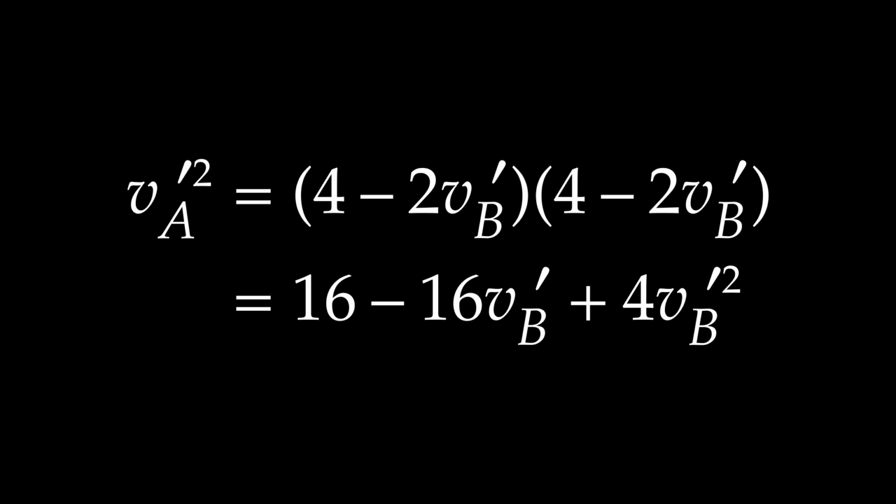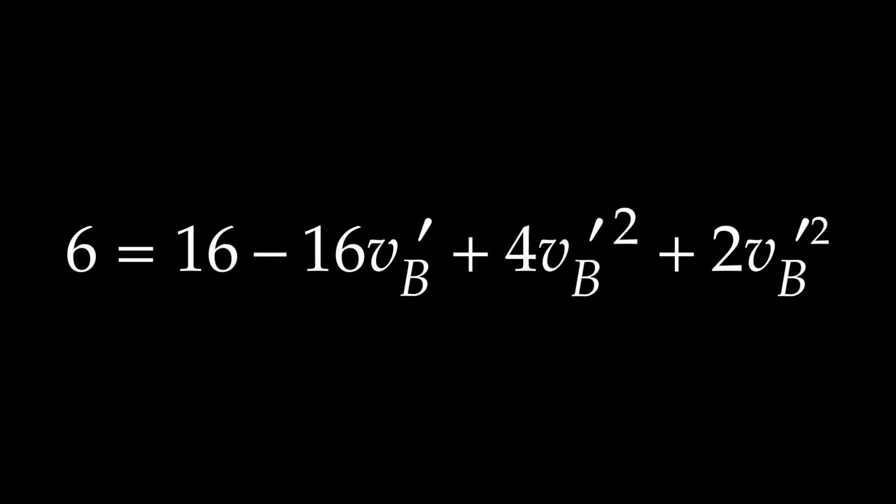And now I'm going to take that, which I know is equal to VA prime squared, and substitute it into my energy equation here. So here comes the energy equation. And what I'm going to do is take the energy equation with 6 is equal to VA prime squared. Well, now I'll plug in what I know VA prime squared is equal to, 16 minus 16 VB prime plus 4 VB prime squared. Not forgetting to add from the energy equation 2 VB prime squared. And so here I have this ultimate equation that has the virtue now of having only the unknown VB prime, which appears both squared and unsquared in the equation.